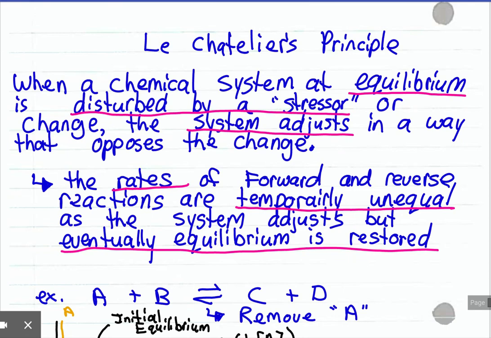Now, what happens to a system at equilibrium when it's disturbed is that the rate of the forward and reverse reactions are temporarily unequal because it's adjusting to the disturbance. Eventually, the equilibrium gets restored again. So this is another one of those lessons where you are going to have to, at your discretion, pause and make sure you have the information written down into your notes.